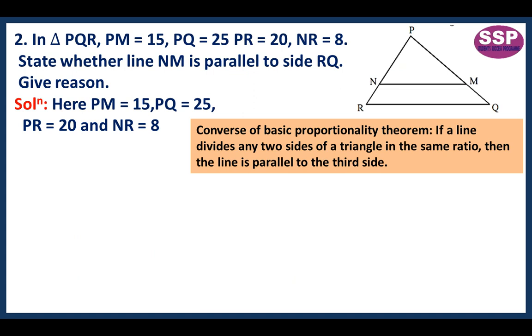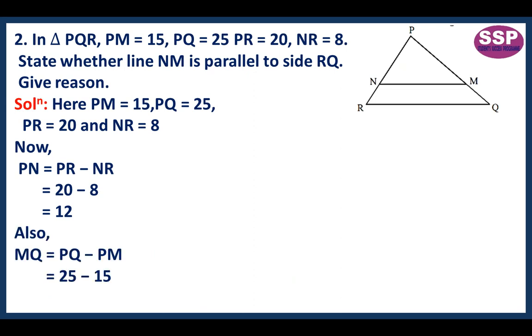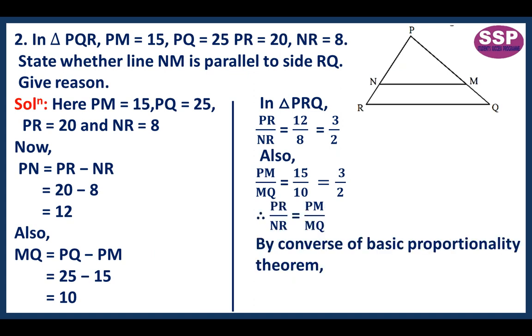To check the equality of the ratios, we require the distances PN and MQ. Now PN is equal to PR minus NR, is equal to 20 minus 8, is equal to 12. Also MQ is equal to PQ minus PM, is equal to 25 minus 15, is equal to 10. Now in triangle PRQ, PN upon NR is equal to 12 upon 8. On simplification we get 3 upon 2. Also PM upon MQ is equal to 15 upon 10. On simplification we get 3 upon 2. Here PN upon NR is equal to PM upon MQ. Therefore, by converse of basic proportionality theorem, NM is parallel to RQ.